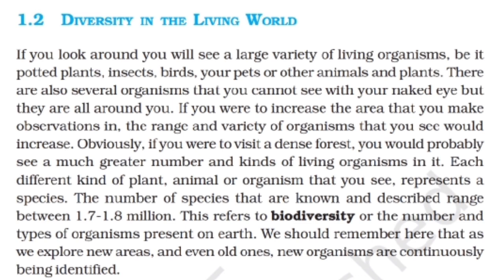The number of species that are known and described ranges between 1.7 to 1.8 million. This refers to biodiversity, or the numbers and types of organisms present on earth. We should remember here that as we explore new areas and even old ones, new organisms are continuously being identified.